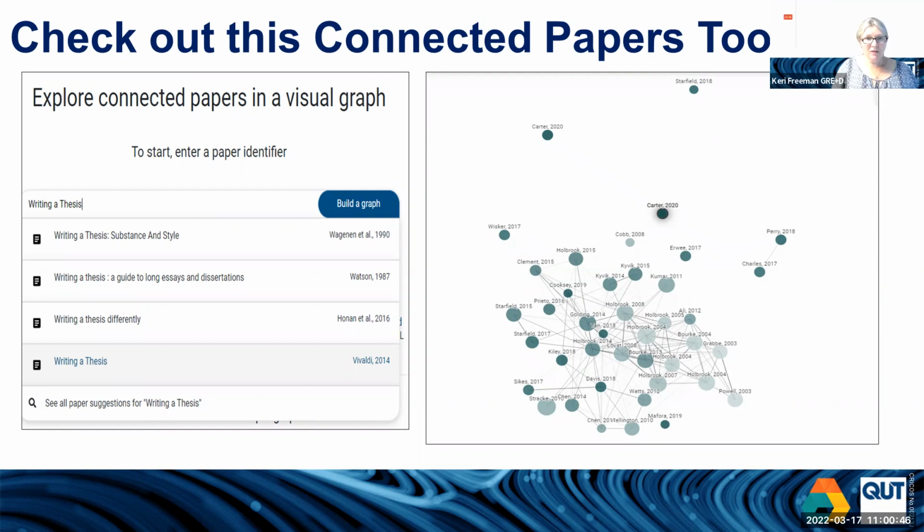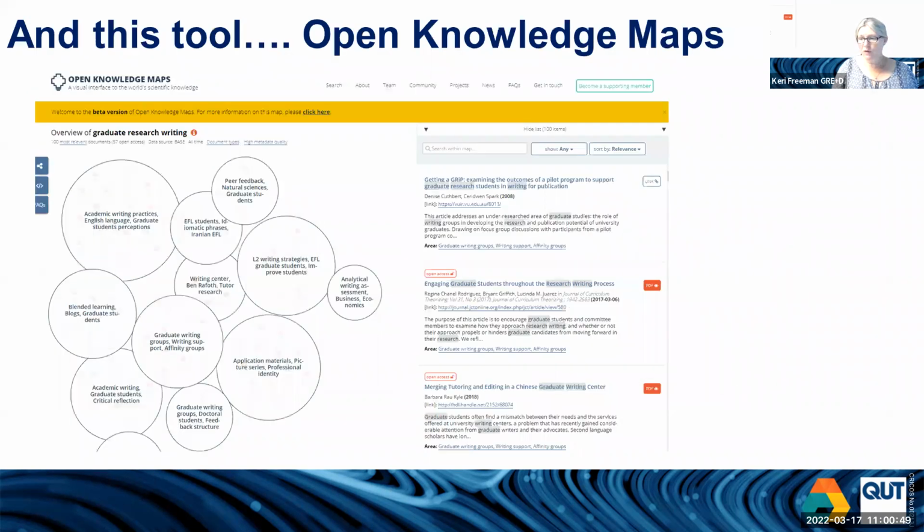All right, and here's another one that might help you as well. I'm just going to pop that into the chat. It's another visual mapping tool, a little bit similar. What I wrote into the search was graduate research writing, and you can see how it came up. Each circle is articles related to the topic, so the bigger the circle, the more papers there are.